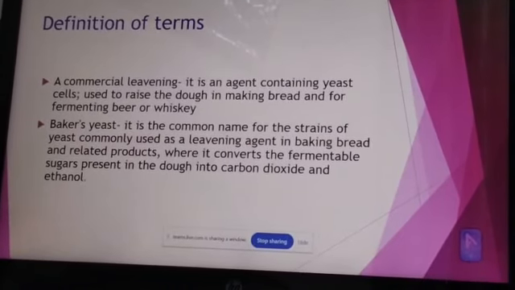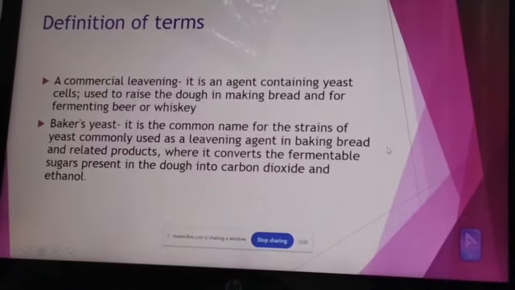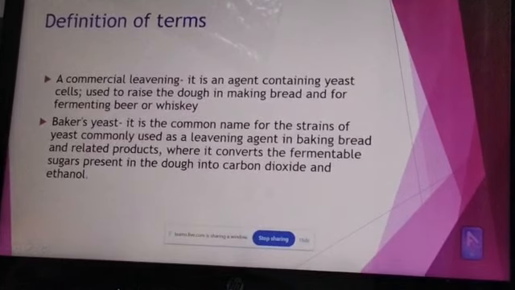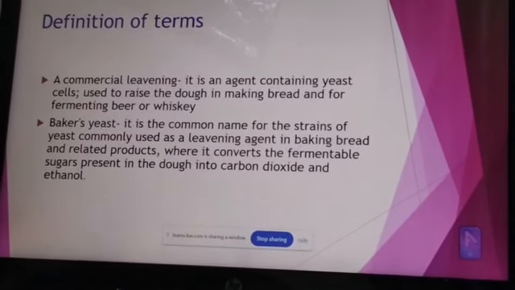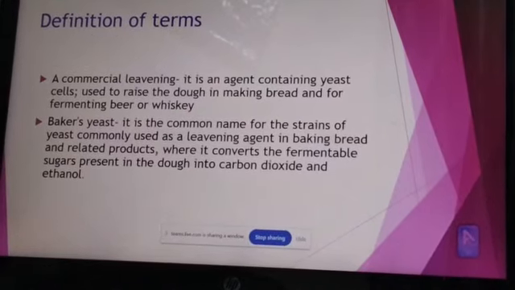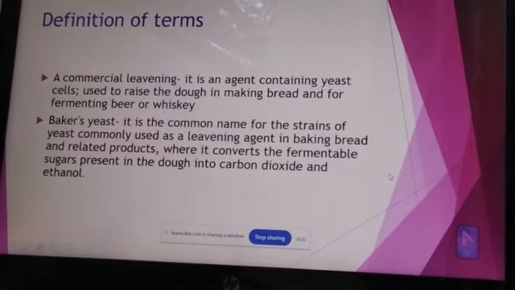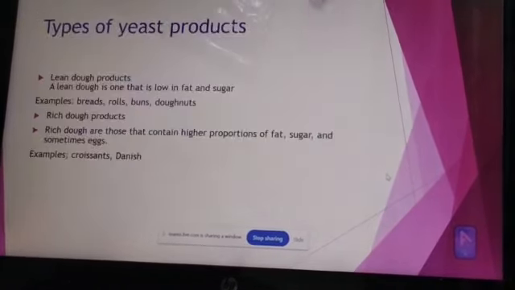Unlike the baker's yeast, which converts the fermentable sugars present in the dough into carbon dioxide and ethanol. So those are the terms that we're supposed to be defining.